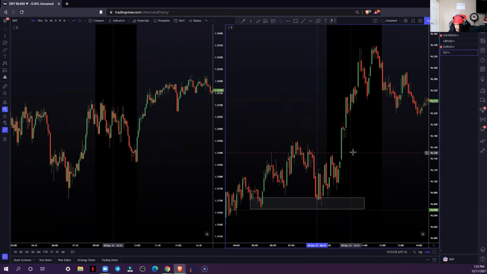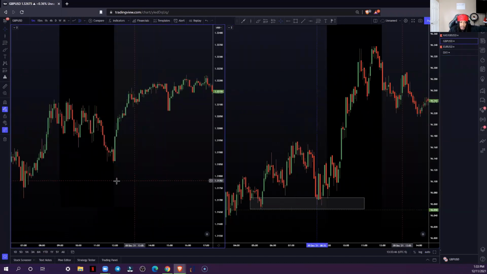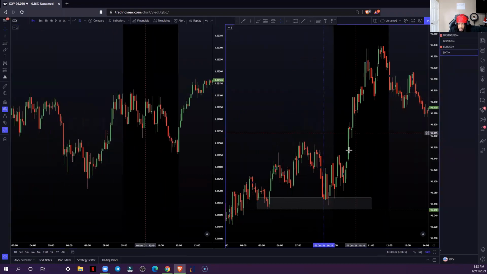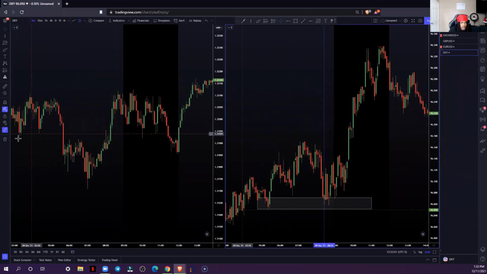Do you use any indicators or just pure price action? I have some moving averages, but I don't really use them in the morning. I just take them off so I can see the whole market clearly. Let me take this stuff off.